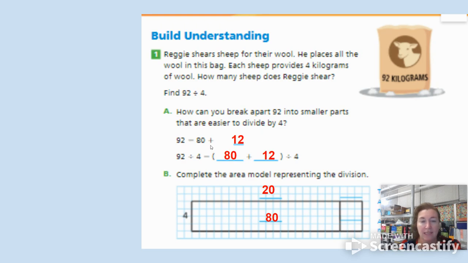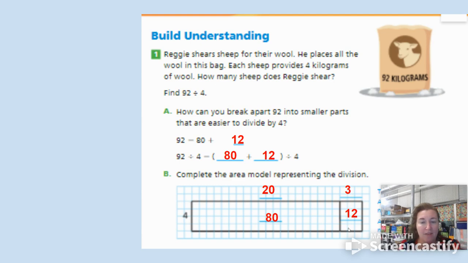Well, then I can do 92 minus 80. I'm going to have 12 left. That means this box right here has to have 12, because 80 plus 12 is 92. So if this box has 12, and you can see that one's not too hard to count. 12 divided by 4 is 3. There's 3 columns right there. So 4 rows of 3 is 12.